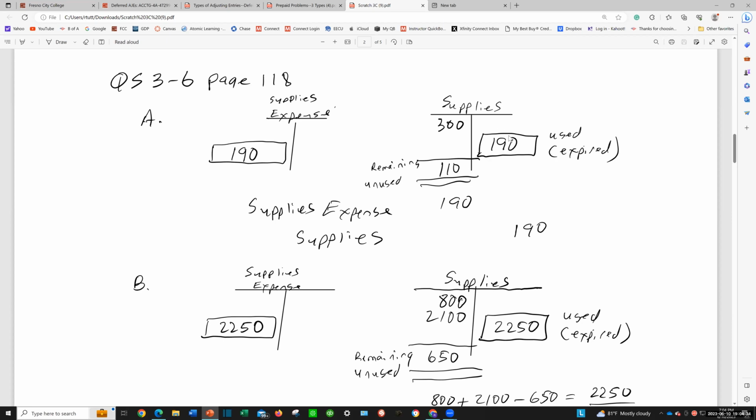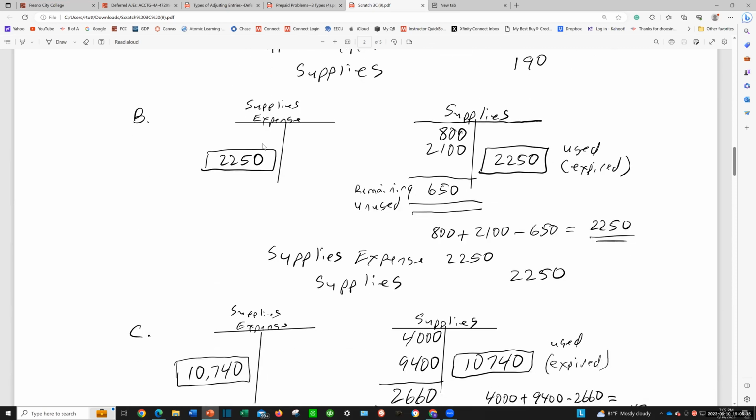So what are we doing? Because we used up the supplies, we're crediting our supplies by 190. We're reducing those supplies by 190, and we're transferring that cost over to supplies expense of 190. So like I said before, when it comes to these AJEs, the accounts never change. For supplies, it's always going to be debit supplies expense and credit supplies. So just put it in there. Debit supplies expense, 190, credit supplies, 190.